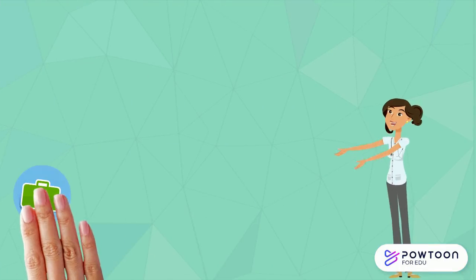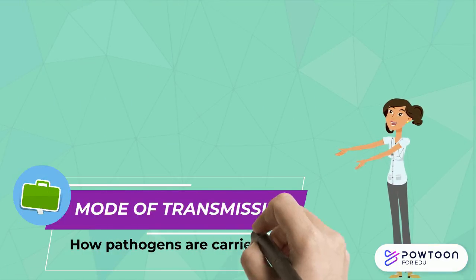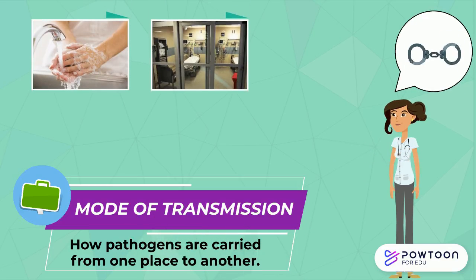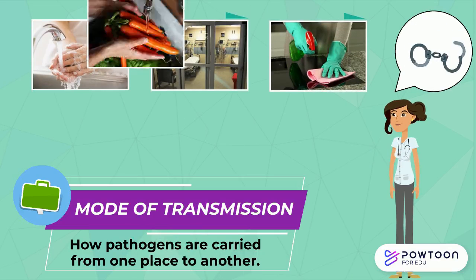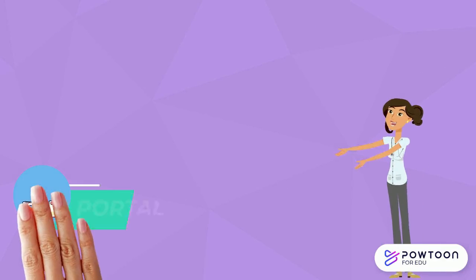The next link is the mode of transmission. This is how pathogens are carried from one place to another. To break this link, wash your hands, control airflow in negative pressure rooms, disinfect surfaces properly, maintain proper food hygiene, and observe isolation precautions.